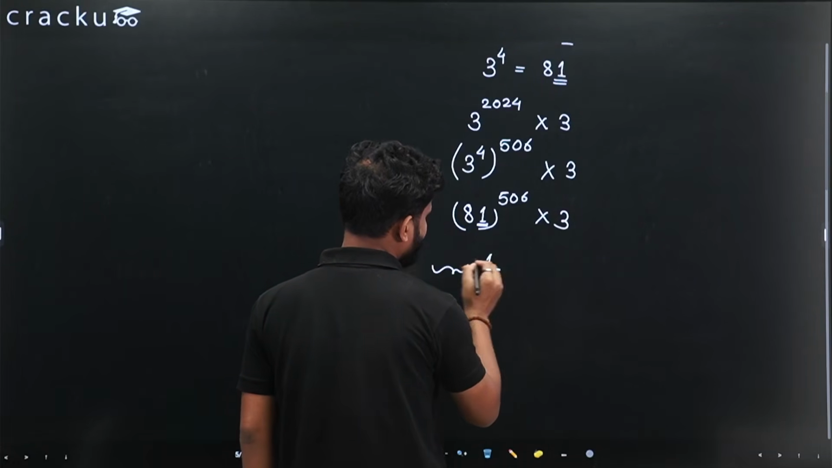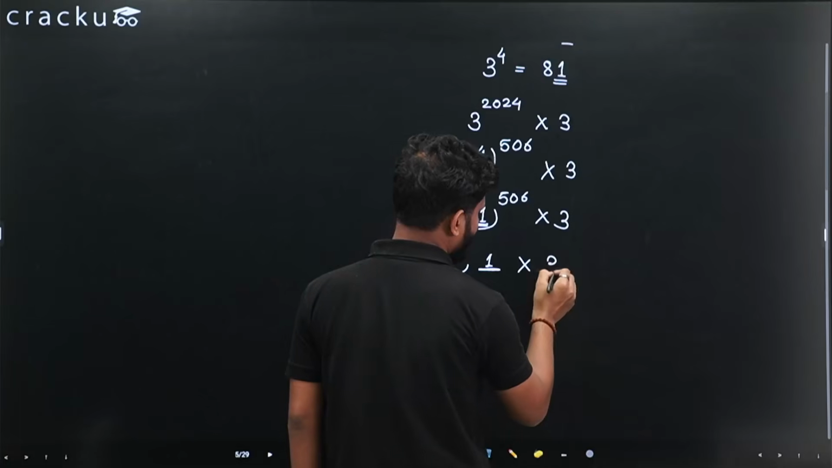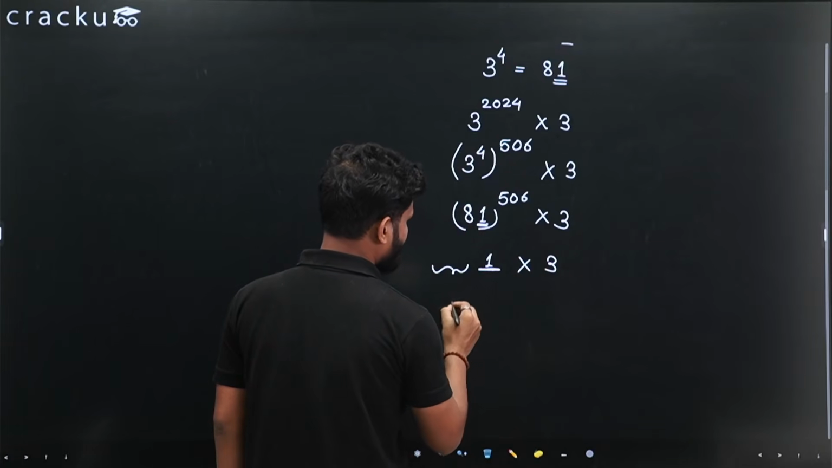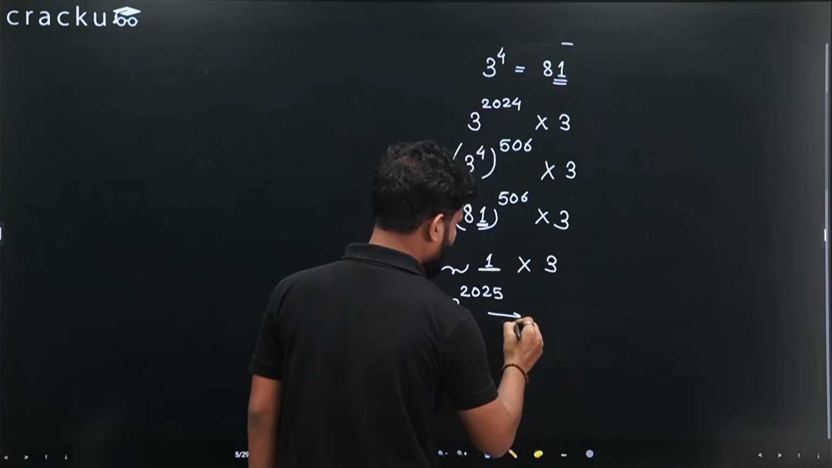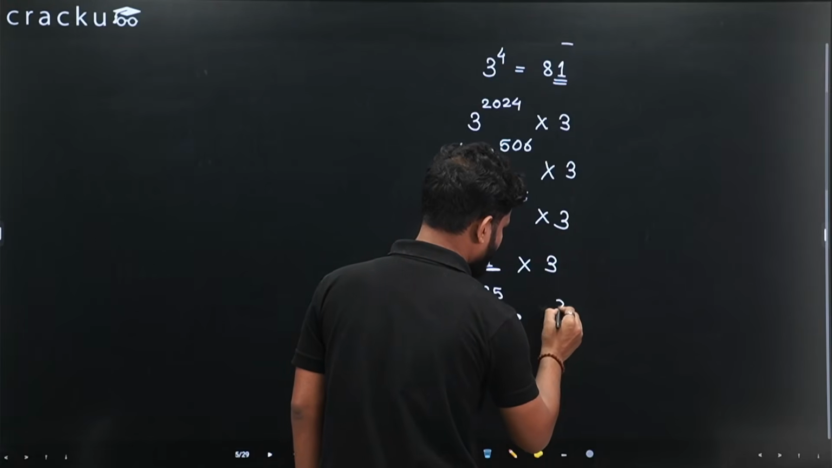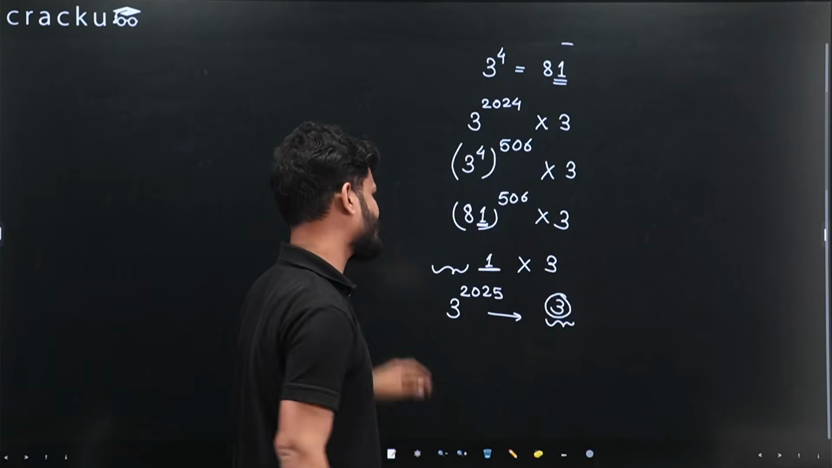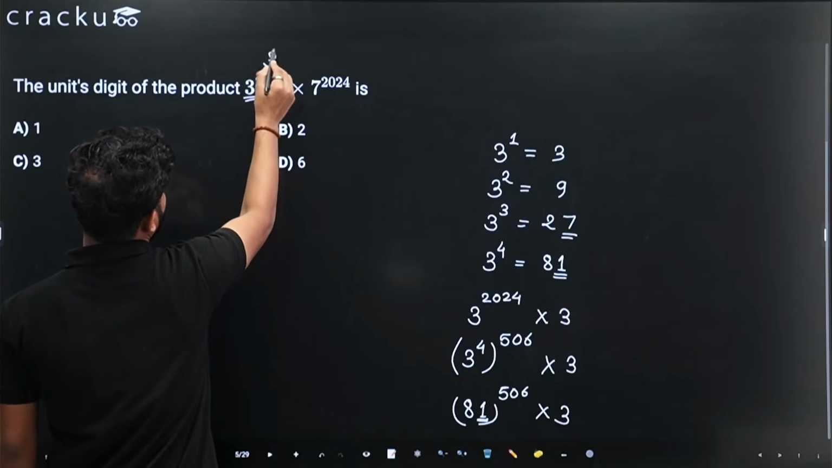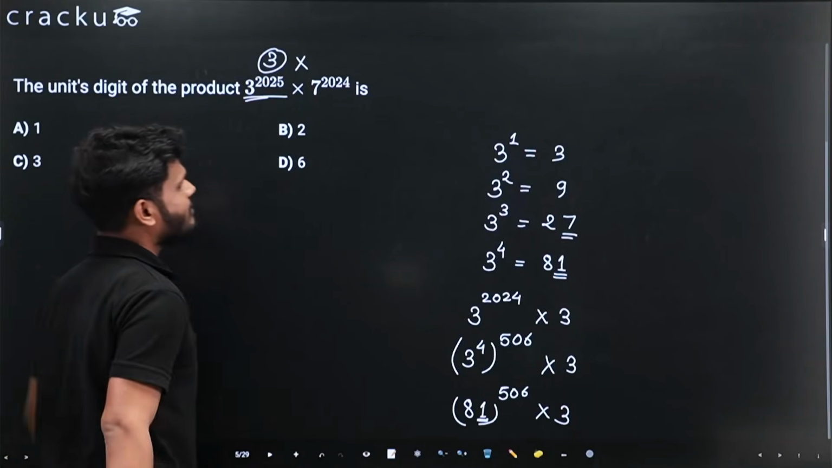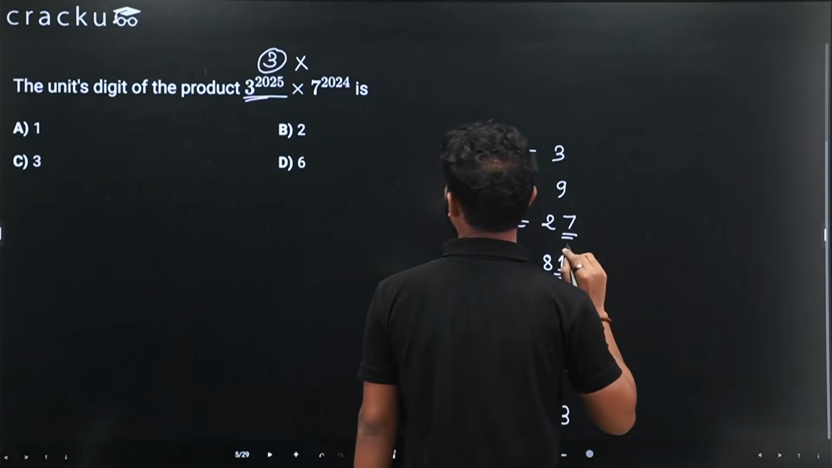And we don't know what this number will be. We just care about the unit digit. Into 3. So 3 raised to 2025 will have its unit digit as 3. 3 into 1 is 3. So the unit digit of the first one is 3, multiplied by 7 raised to 2024.